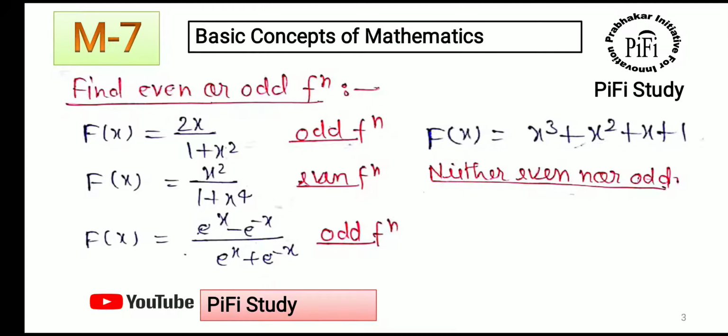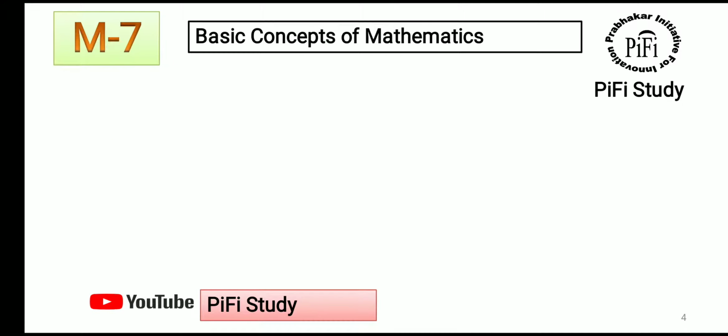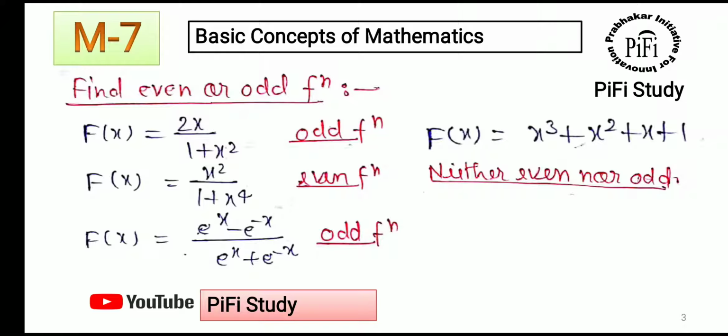In the fourth case, f(x) is equal to x cube plus x square plus x plus 1. So in this case, if you replace x by minus x, then it is minus x cube plus x square minus x plus 1, which is not equal to minus f(x). So in this case, you cannot take the negative sign common from this function. So this type of function is neither even nor odd.